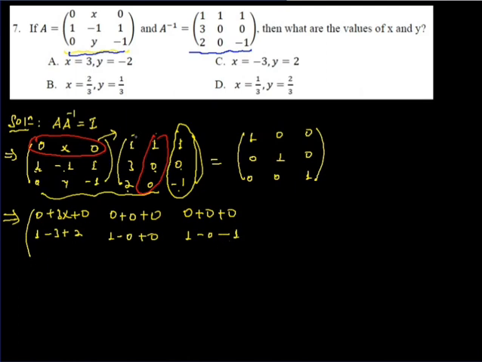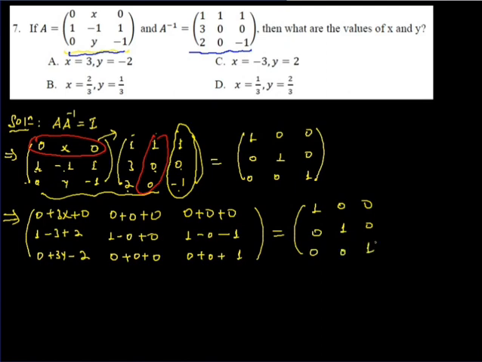Let's go for the third row. 0 times 1 is 0, plus 3y minus 2. And the second element is 0 plus 0 plus 0. And lastly, we will have 0 plus 0 plus 1. This must be the same as the identity matrix. Okay, so now we can compare these two matrices.